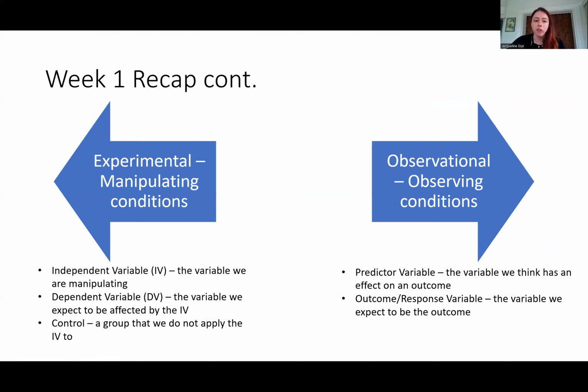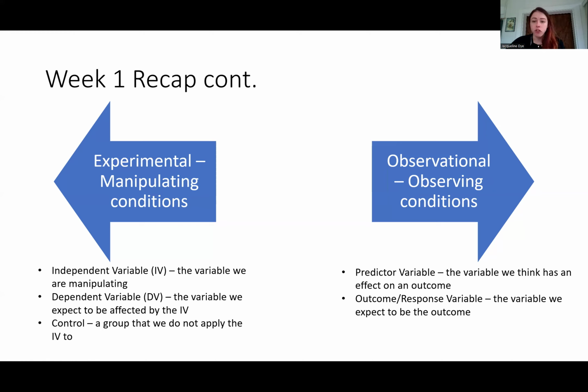We also talked about experimental versus observational research designs. If you remember, experimental involves manipulating conditions and variables. Typically, we use the terminology independent variable, which is the variable that we are manipulating. The dependent variable, which is the variable that we expect to be affected by the independent variable. And then typically there's a control group, so a group that we do not apply the independent variable to so that we can compare.